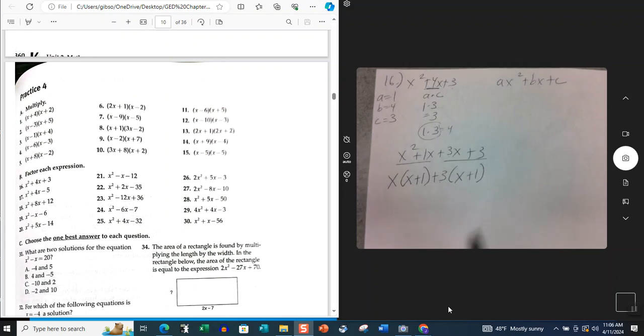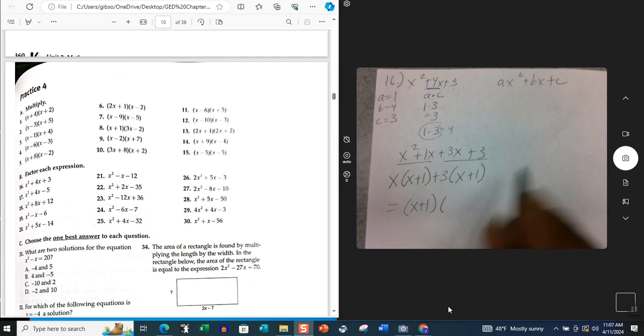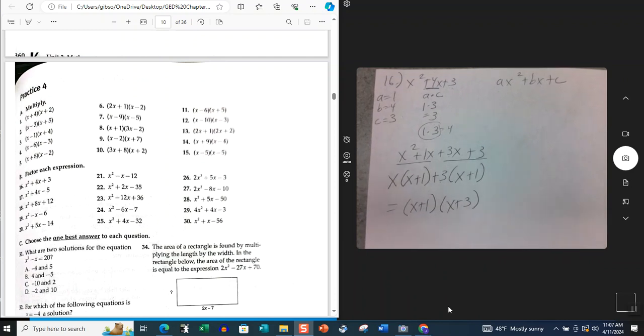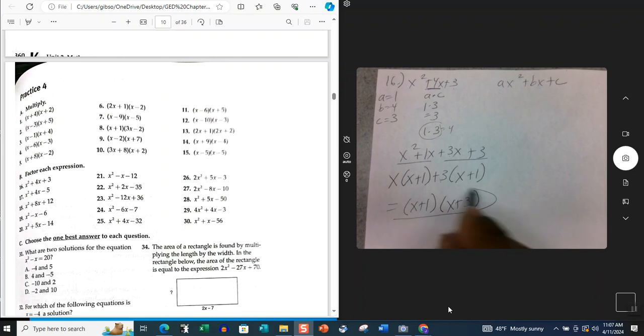So here, this would be step 8. With the two parentheses that are the same, you factor those two parentheses out, which is x plus 1. And then you will write everything that's outside the parentheses in its own parentheses. So that's step 8. And here you are done.